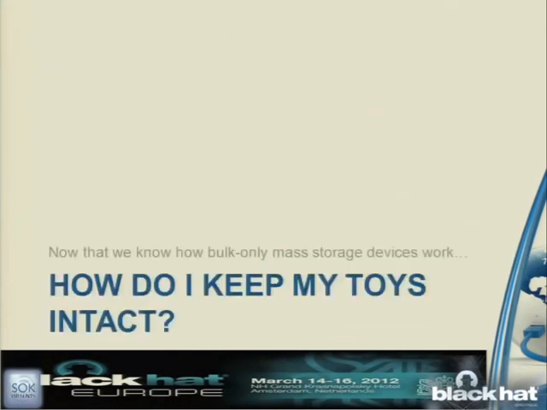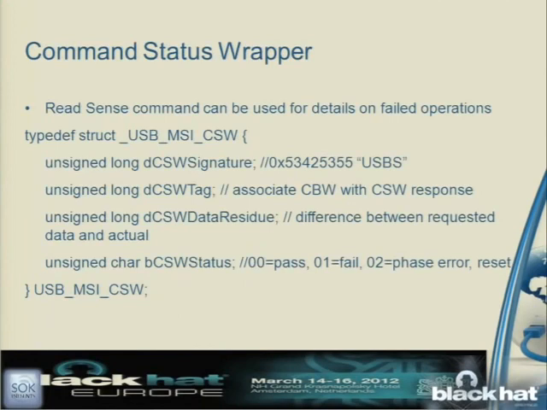All right, and then the command status wrapper starts out with a signature, USBS, saying I'm a status wrapper. Then the tag, and what's the status? The status is either going to be pass, 0, 1, which means fail, or 2, which means phase error, because they use 2 phases, data 0 and data 1. If you got out of sync, you get a phase error.